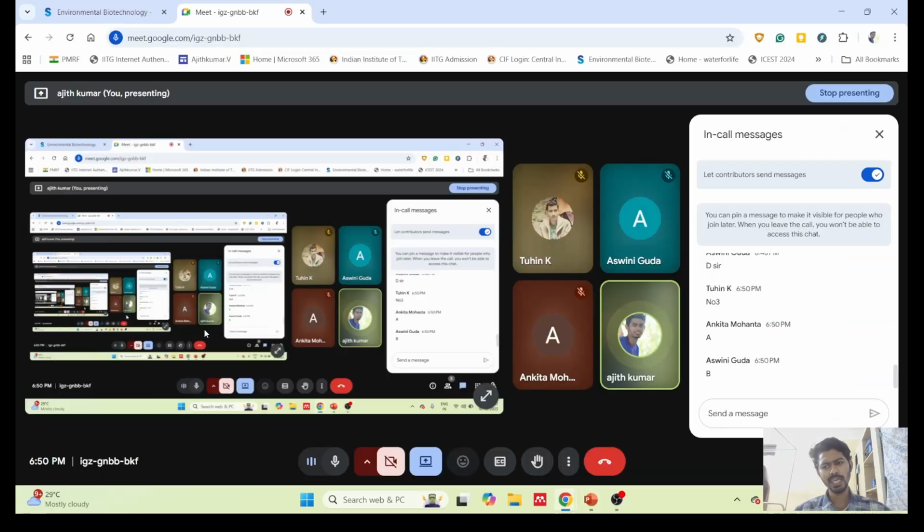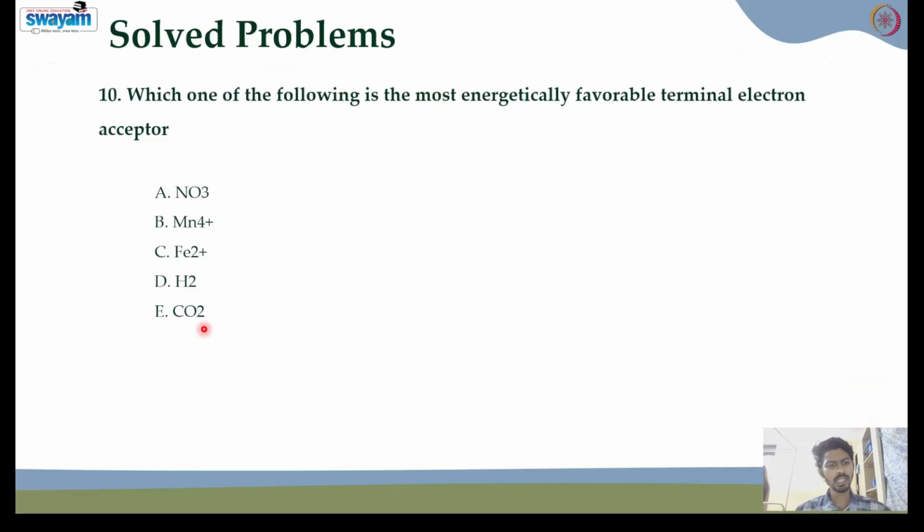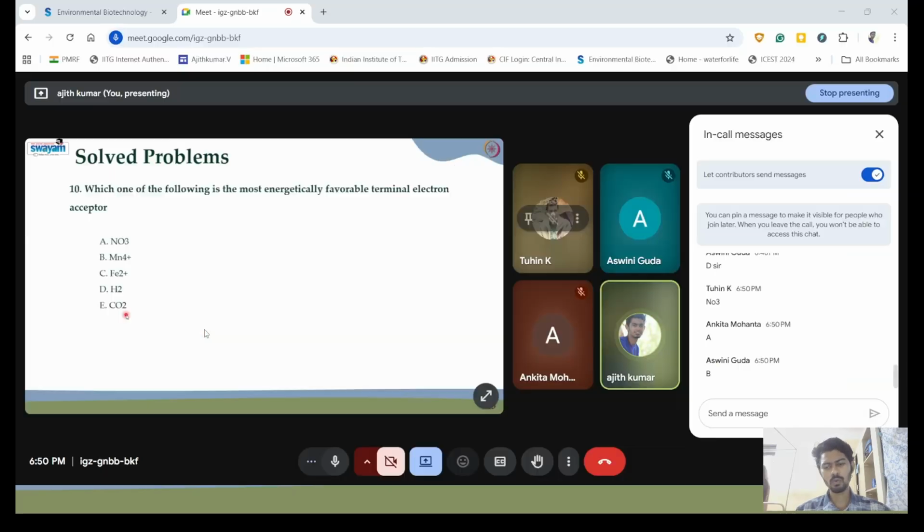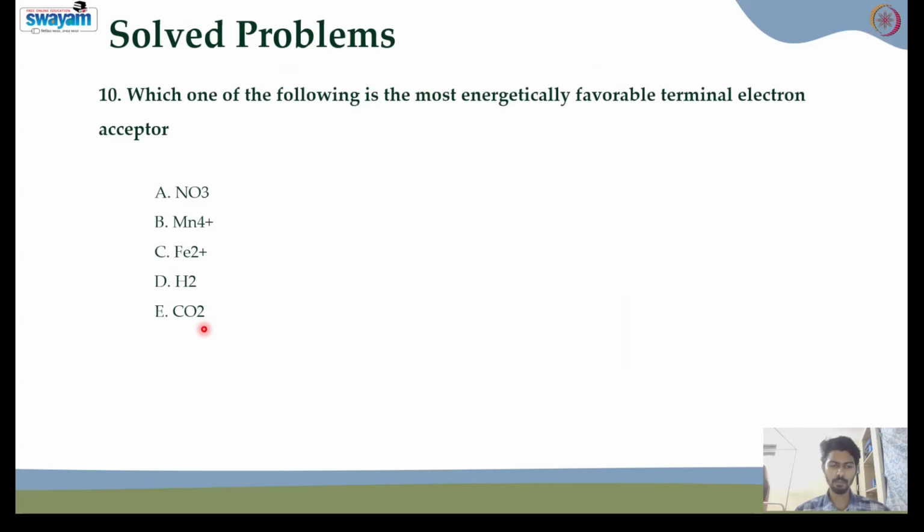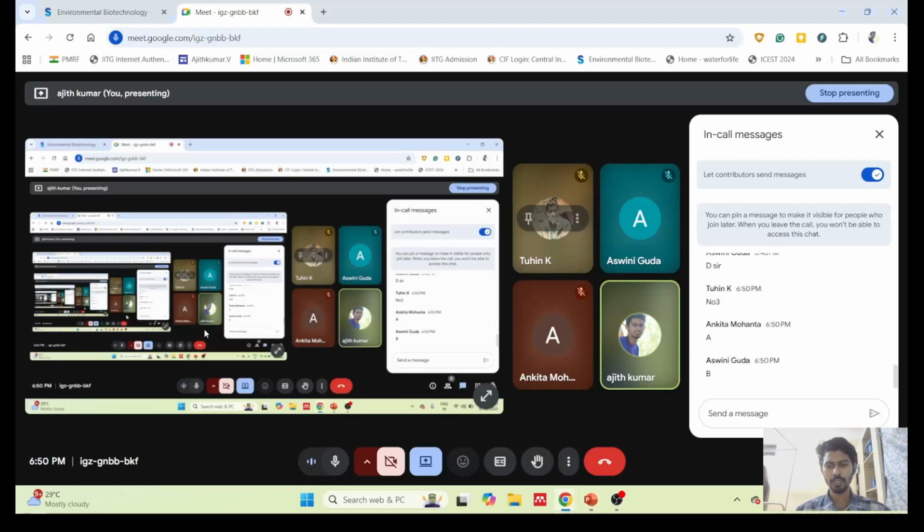Option A, okay, NO3. Option A, okay. Option B, Mn4 plus, okay.